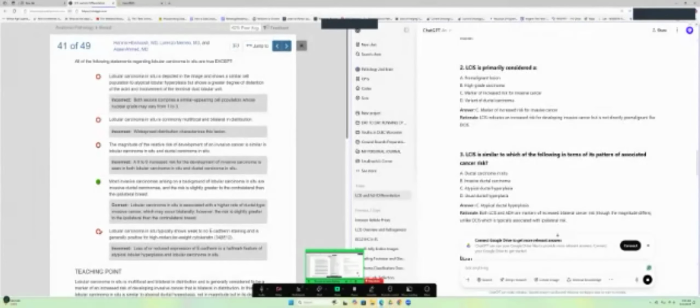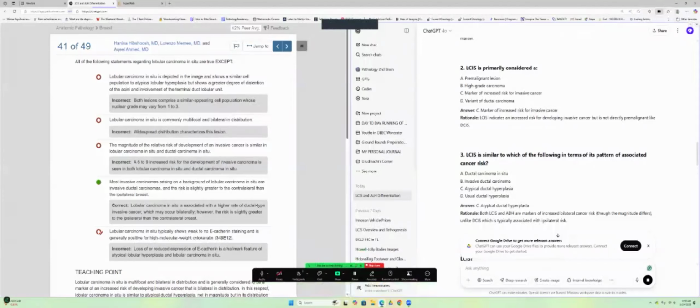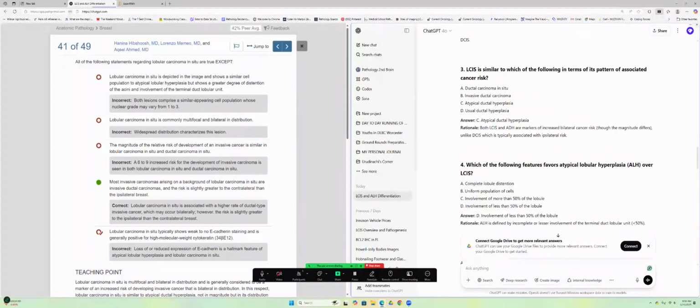LCIS is primarily considered a what? A marker of exclusion for invasive carcinoma, invasive cancer. Yes. LCIS is similar to which of the following terms in pattern of associated cancer risk?